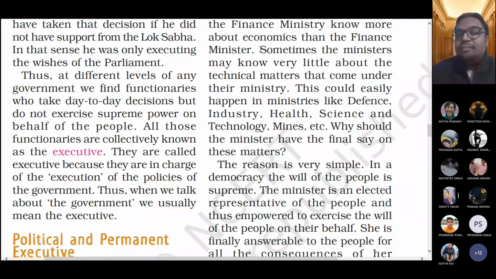Sometimes the minister may know very little about the technical matters that come under their ministry. Let us say I make someone a defense minister, and that person knows very, very little about the defense ministry. How is that person going to be defense minister? He will absolutely rely on his advisors. This could happen in ministries like defense, industry, health, science, technology, mines, etc.